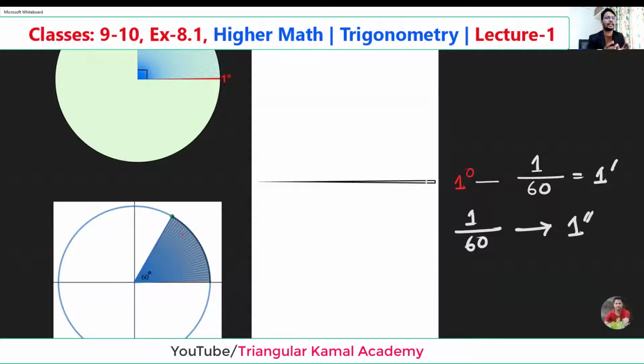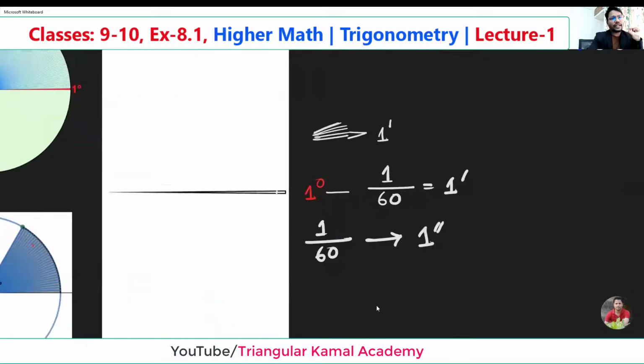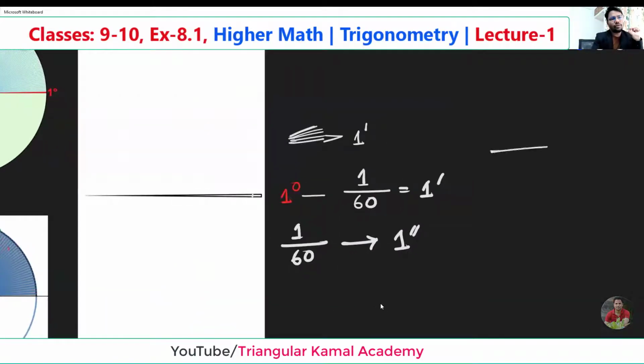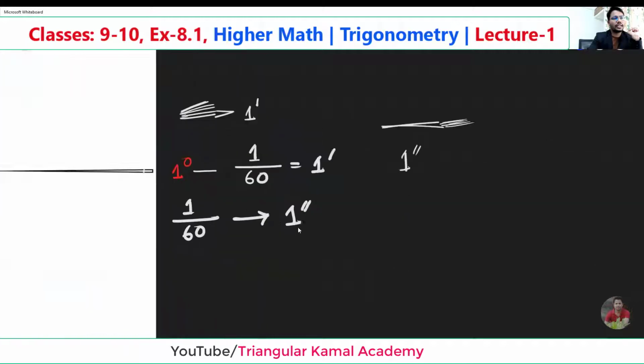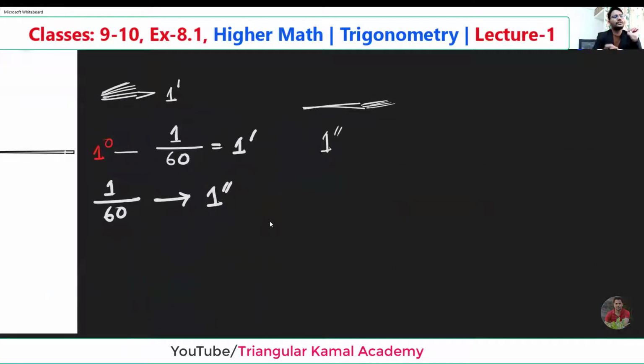That's why angle and time are both connected to each other. So the measure of 1 degree is divided equally into 60 smallest portions, and each portion is called 1 minute. Then 1 minute is again divided into 60 equal portions, and each portion is called 1 second. That's why this is the relation between angle and time.